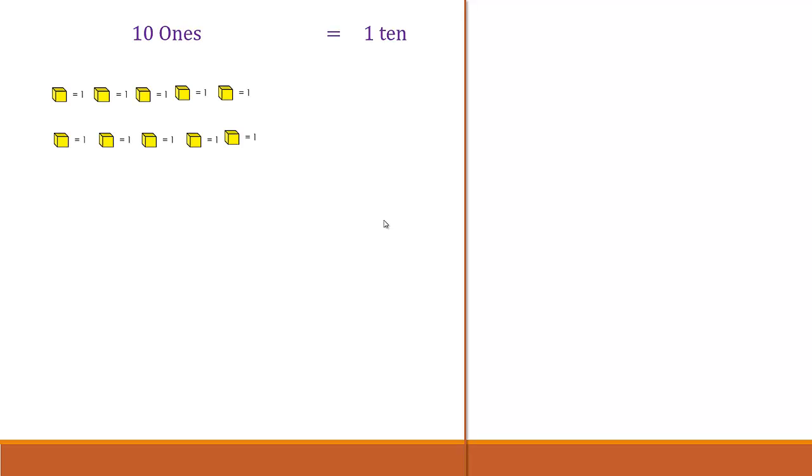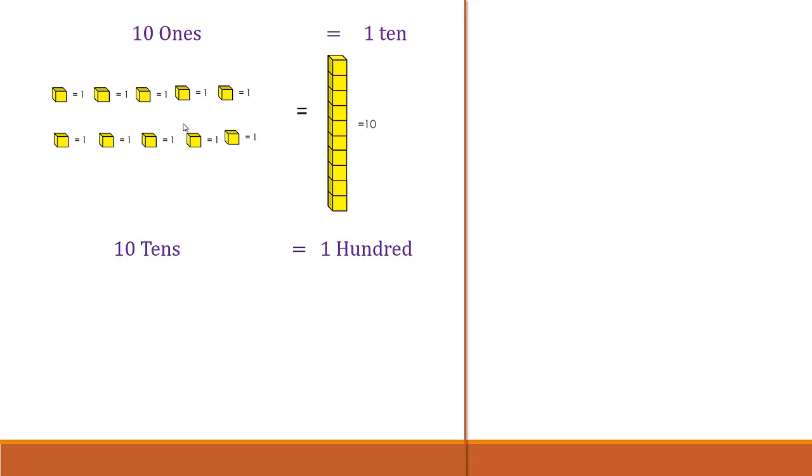What does it mean? Here each one is represented by a block. So there are 10 single blocks like that. That is what I said, 10 ones, 1 1 1 1, like this we have 10 ones. All these 10 ones make a ten, a tens block.